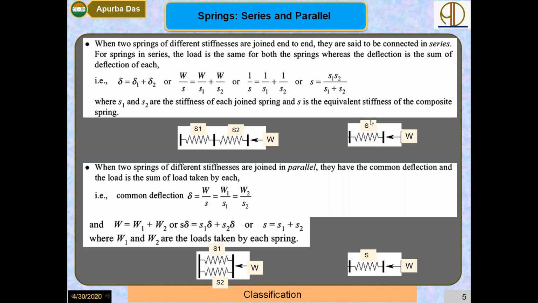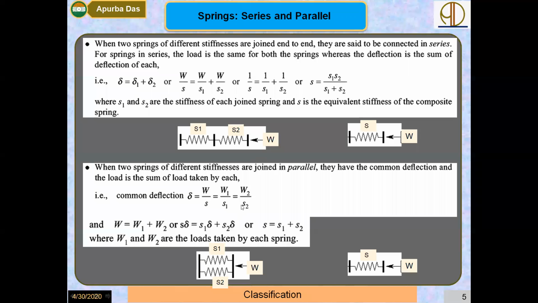So this is the equivalent stiffness, S is equal to S1 into S2 divided by S1 plus S2, and it is governed by this equation. So whenever we connect two springs in series, we can replace them with a spring of equivalent stiffness S, and this is the formula.